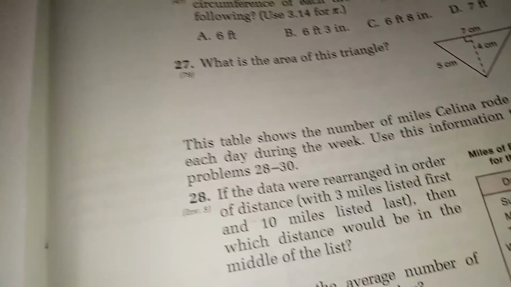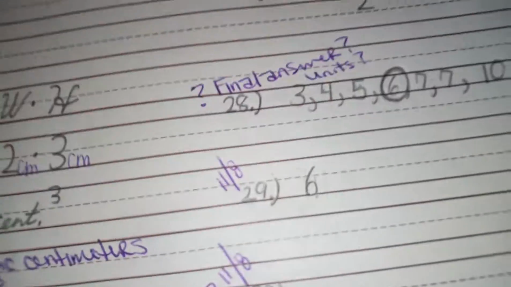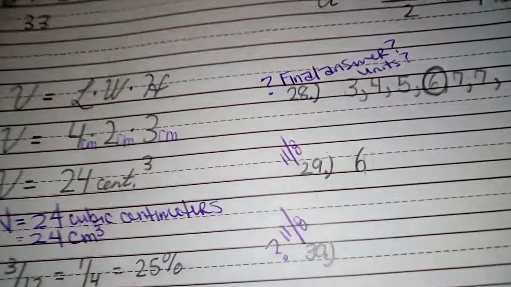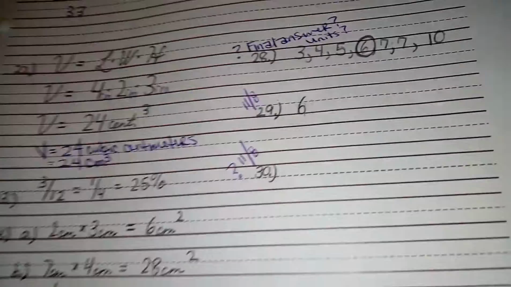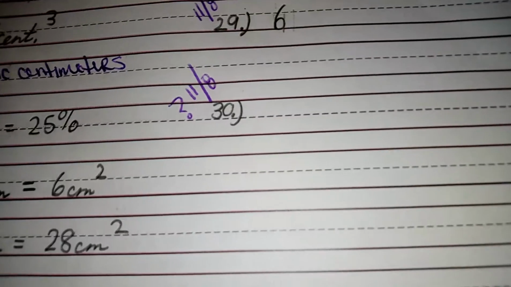29 was the average number of miles Selena rode per day. What was the average number of miles? You gave me just a number. Question asked for the average number of miles. You gave me just a number. Please don't make me have to ask you again and again for units. Units, units, units. Number 30, no answer.